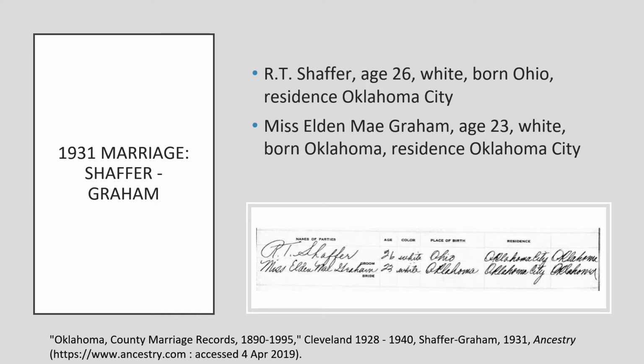So we also had a marriage record. And this was 1931, just a year later. And Elda here is going by her full name of Eldon, not Elda, as in the census. And she is now identified as Miss Eldon May Graham. So gone is the surname of Green, and gone is any hint of a previous marriage with the title of Miss. So this is a marriage to R.T. Schaefer, and this was in Oklahoma City.